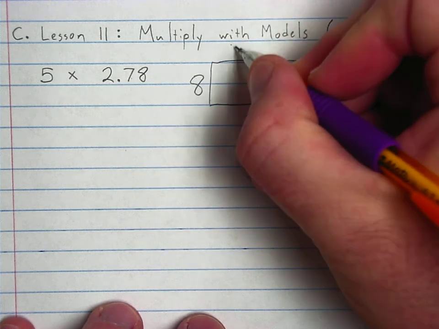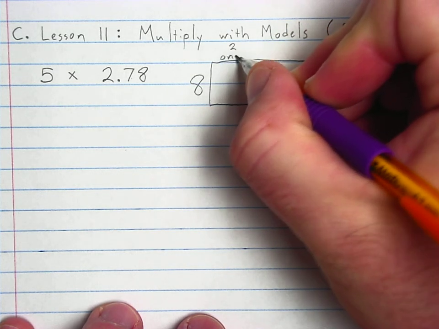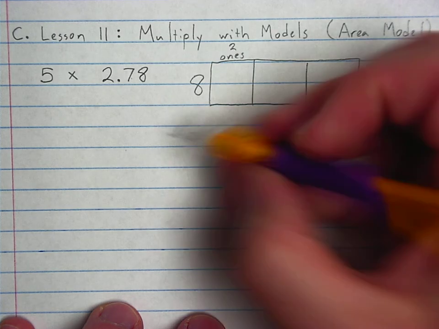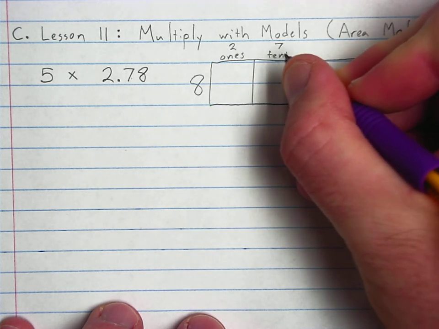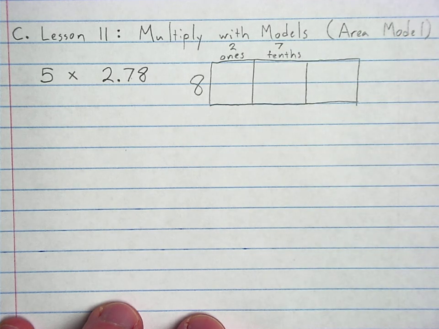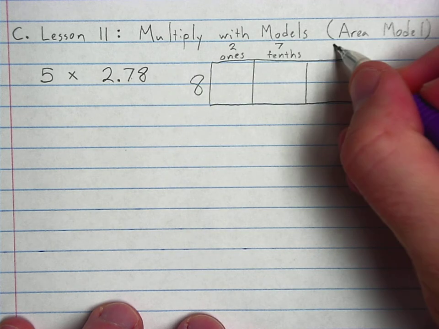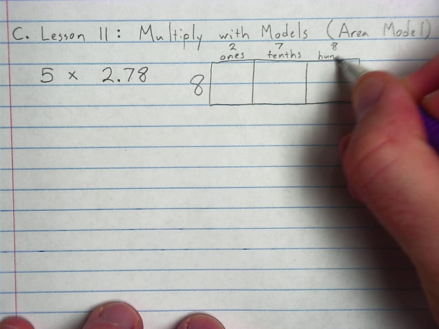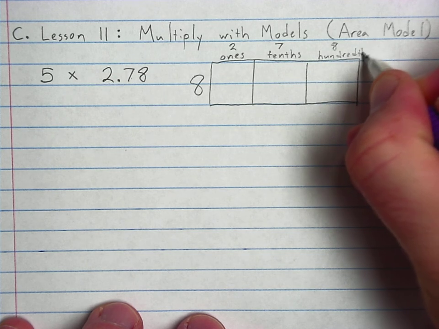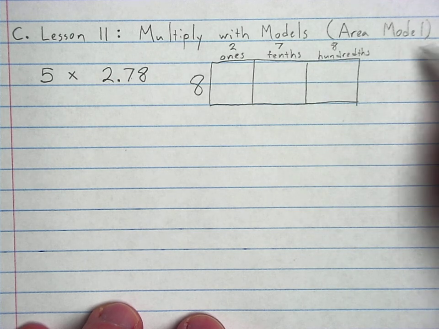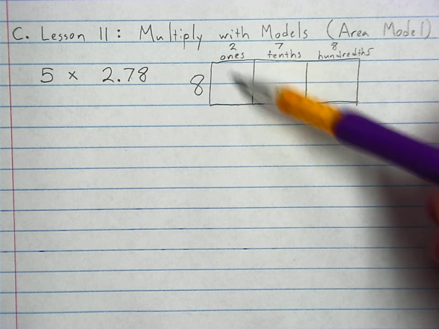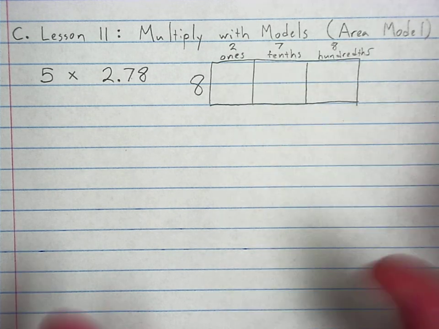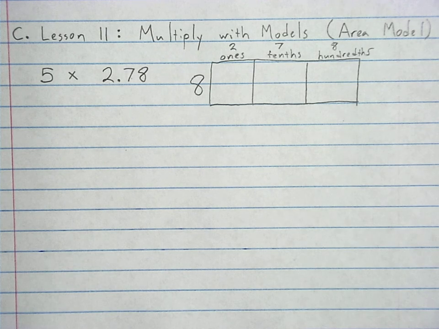If I have 2 ones, I have 7 tenths, and then I have 8 hundredths, and it gets a little hard to squeeze that in. Then I can multiply each of these together and get partial products. I'm not going to get the final answer, but I'm going to get a piece.